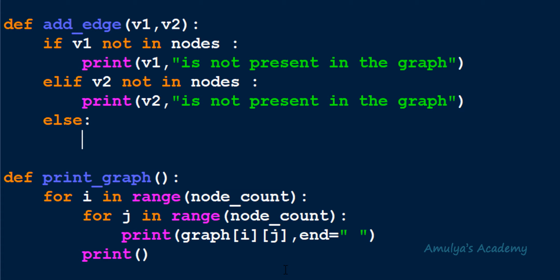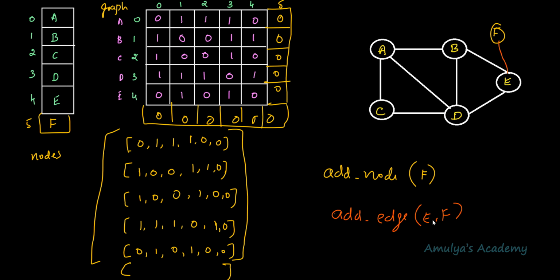If both the nodes are present, then what we need to do? Here I'll check whether E and F are present in the nodes. Yes, here it is present. Then what we need to do? We need to add an edge. Then what changes we need to do here in the nodes and graph? This is the list of nodes, and this is the graph. We gave the matrix name as graph and this list name as nodes in the previous tutorial. No need to change anything here because this is the list of nodes and we are not doing any changes to nodes. So no need to do anything here.